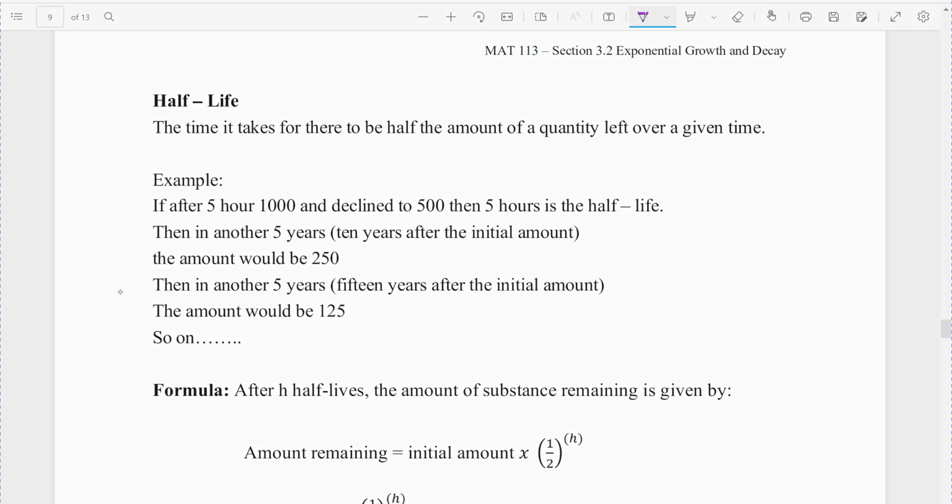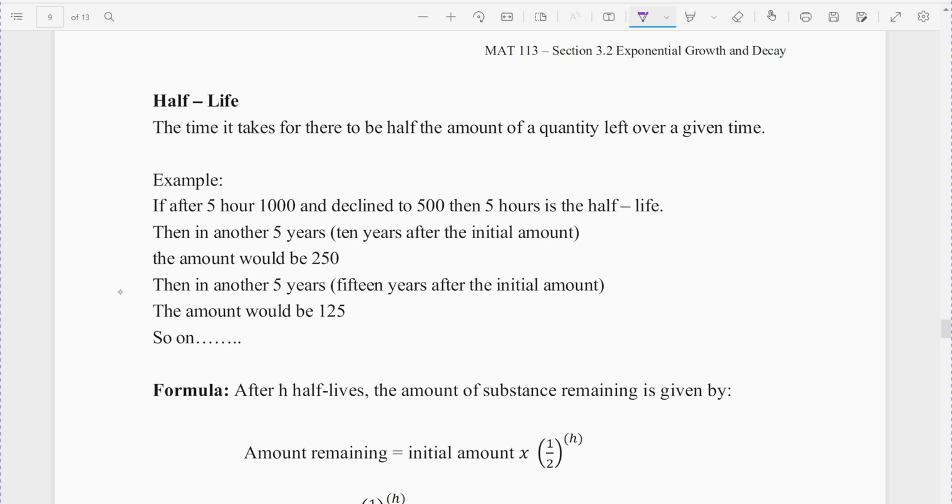Alright, now half-life. Half-life works similar to double time. Again, if you've taken any type of, especially chemistry or biology, they typically use half-lives. That's how we date things. And if you're talking about radioactive decay, almost always they give you the half-life of anything that's radioactive. Alright, so again, it's literal. The time it takes for half the quantity to be left, again, over a given time period.